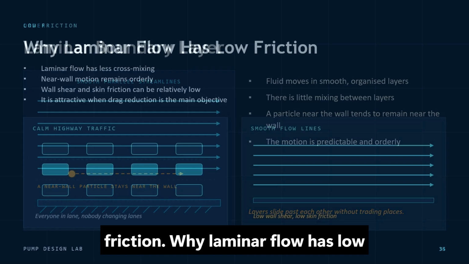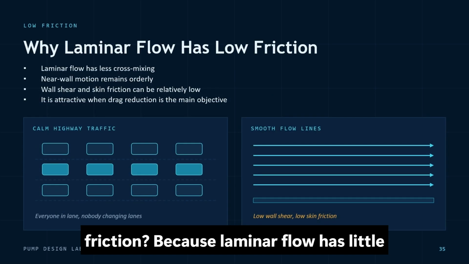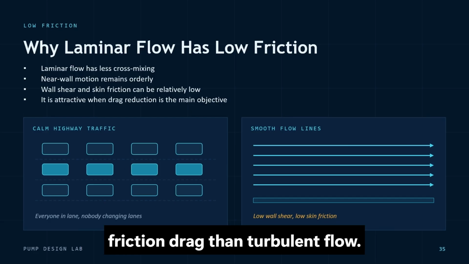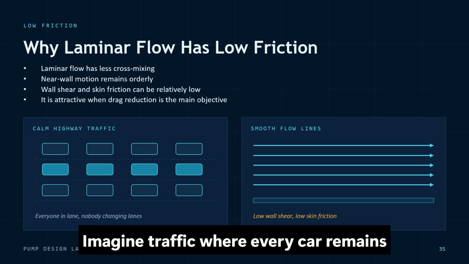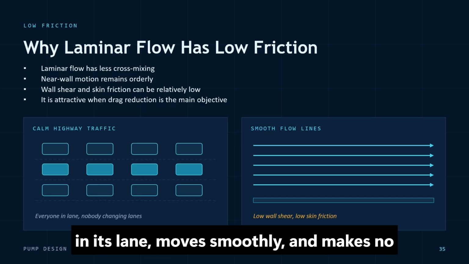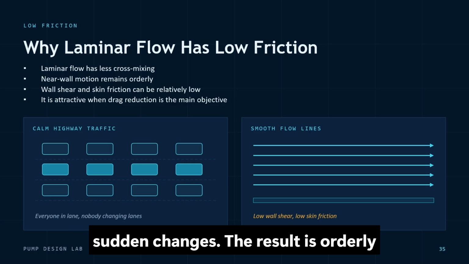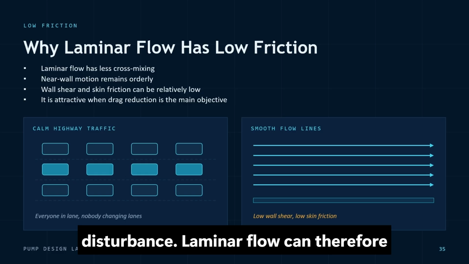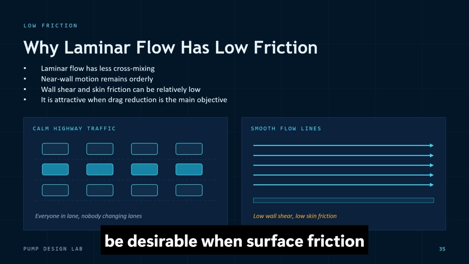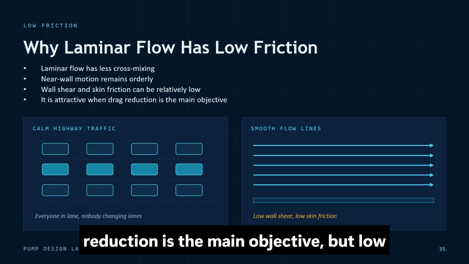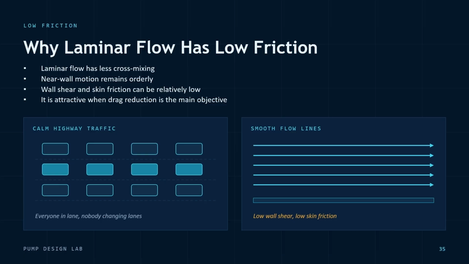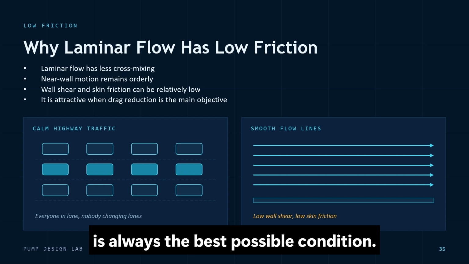Why laminar flow has low friction? Because laminar flow has little mixing, it often produces lower skin friction drag than turbulent flow. Imagine traffic where every car remains in its lane, moves smoothly, and makes no sudden changes. The result is orderly motion with relatively little disturbance. Laminar flow can therefore be desirable when surface friction reduction is the main objective, but low friction does not mean that laminar flow is always the best possible condition.